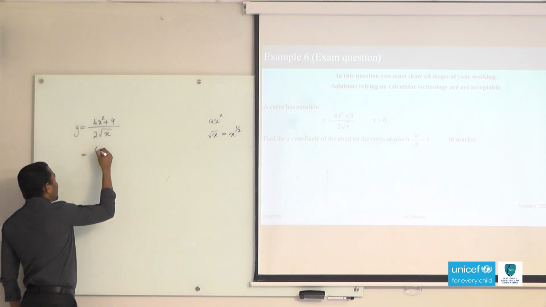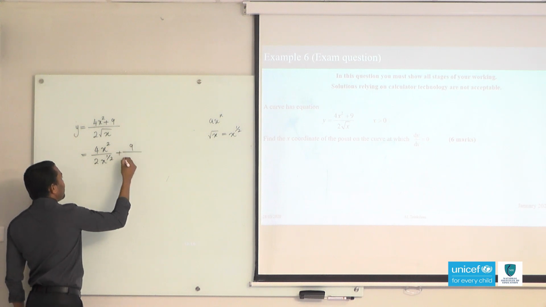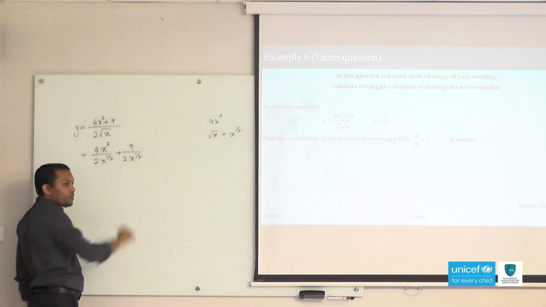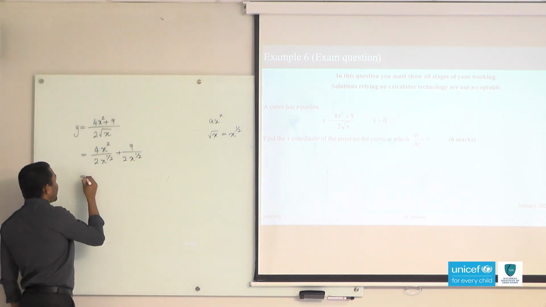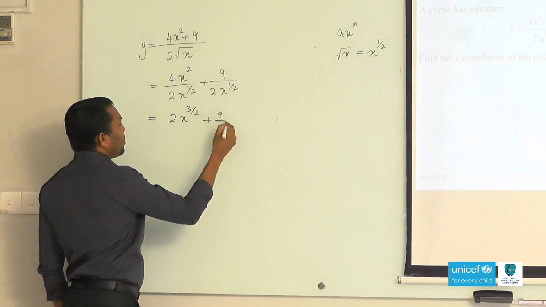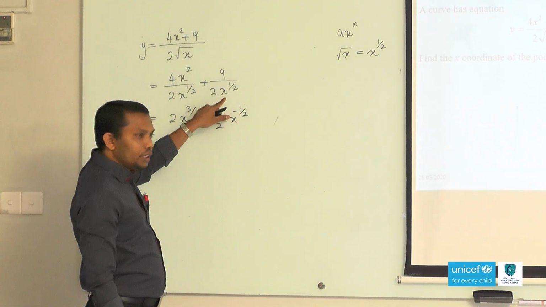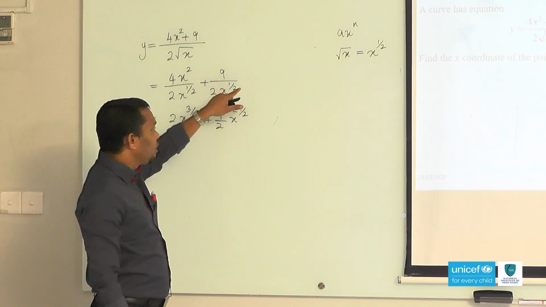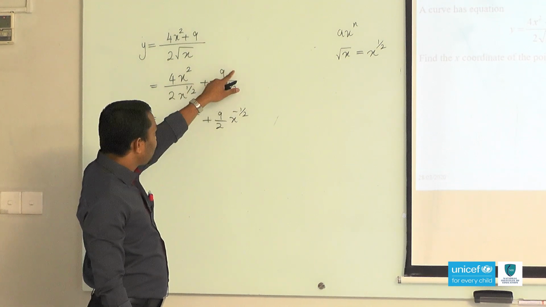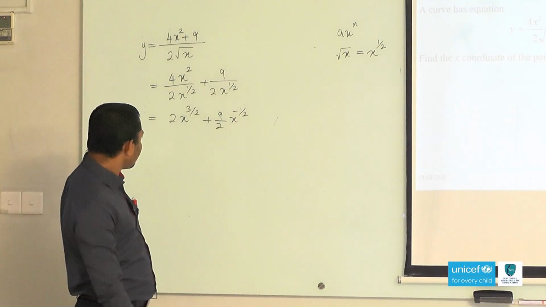So, this particular expression can be written as 4x squared divided by 2x to the power half plus 9 divided by 2x to the power half, which after simplification becomes 2x to the power 3 by 2 plus 9 over 2 x to the power minus half. The variable x is in the denominator, so we take it to the numerator, which is the same as using the laws of indices x to the power 0. So, 0 minus half gives you minus half.